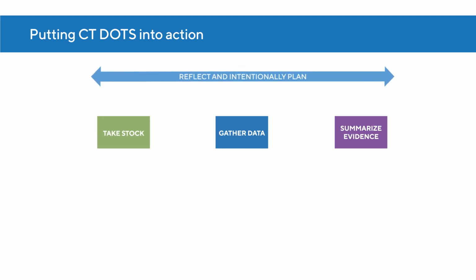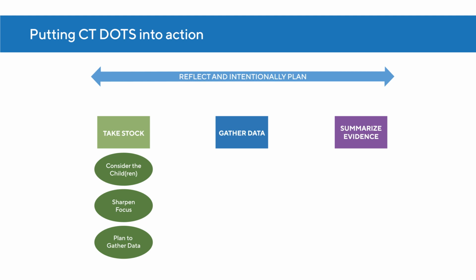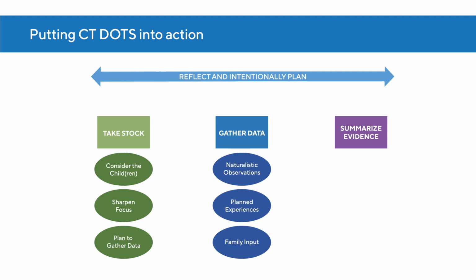When you take stock, you consider what you know about a child already, sharpen your focus to narrow in on certain skills and behaviors to look for, and create a plan for gathering data. Next, you gather data. We've talked about the 3 options: naturalistic observations, planned experiences, or family input. You can document children's skills using notes, lists, pictures, or videos. You can then reflect on the data to inform your teaching. The information you gather also helps you to continue to take stock and focus your next observations. You will repeat this process over time.